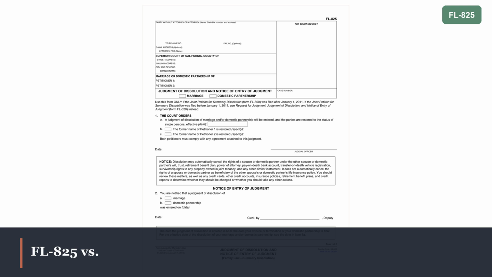Because it is now 2026, this distinction matters almost entirely as a historical footnote. Virtually every current summary dissolution case was started well after January 1, 2011, so FL-825 is the form nearly everyone needs. FL-820 remains relevant only to the rare case where a joint petition was filed before that date, and the judgment still has not been entered.